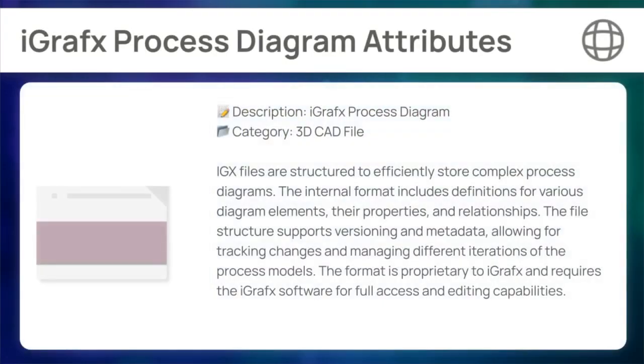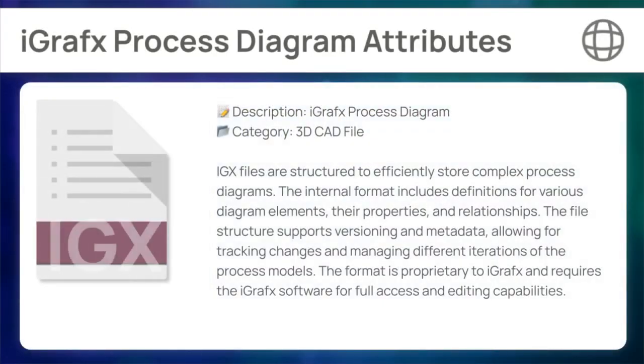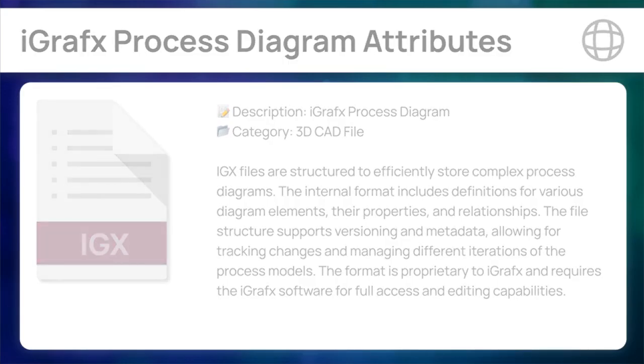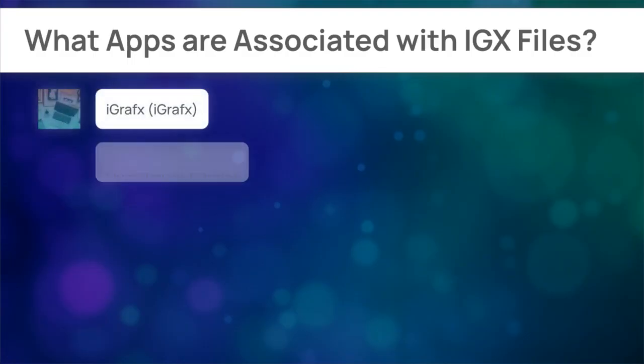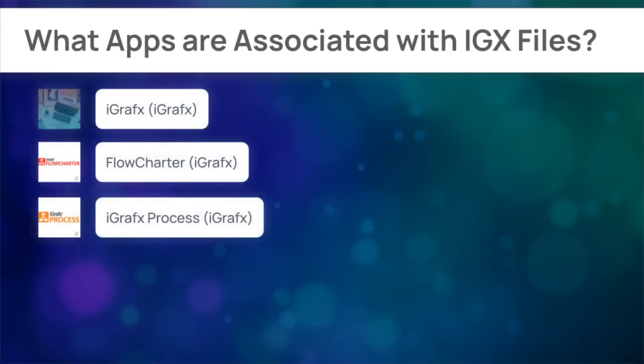IGX files are structured to efficiently store complex process diagrams. The internal format includes definitions for various diagram elements, their properties, and relationships. The file structure supports versioning and metadata, allowing for tracking changes and managing different iterations of the process models. The format is proprietary to iGrafx and requires the iGrafx software for full access and editing capabilities. There's a direct software link between IGX and iGrafx by iGrafx.